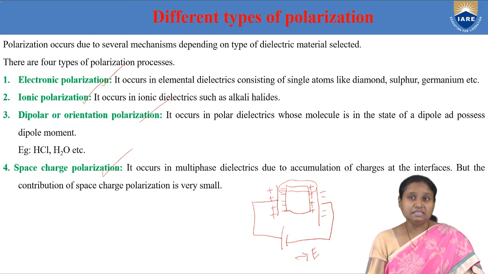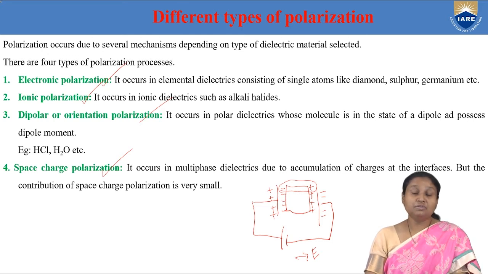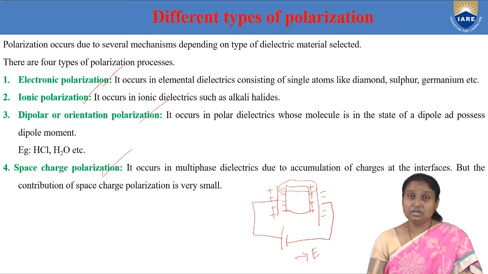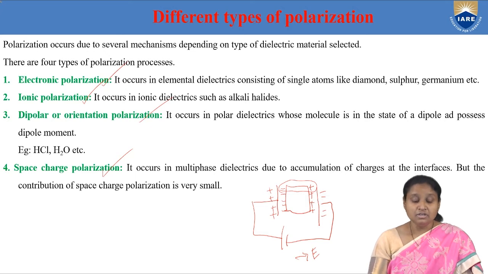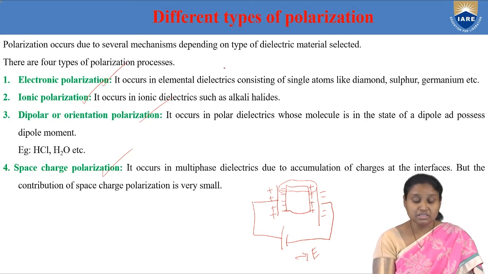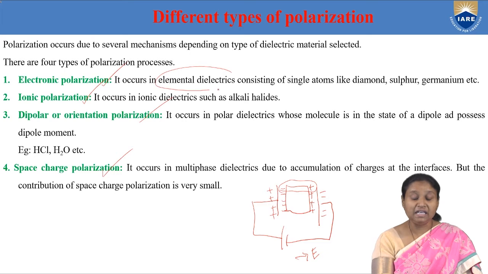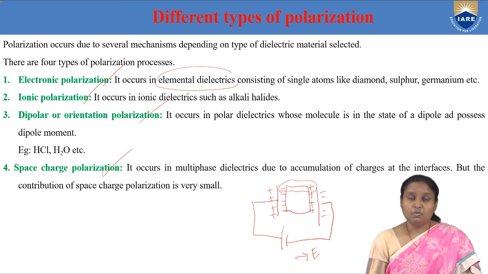And if you can see here, as I told you, it is based on the nature of the material or the nature of the dielectric we are considering. So if we talk about electronic polarization, generally it will occur in elemental dielectrics. So what are elemental dielectrics? Dielectrics which consist of single atoms. So here there are some examples given.